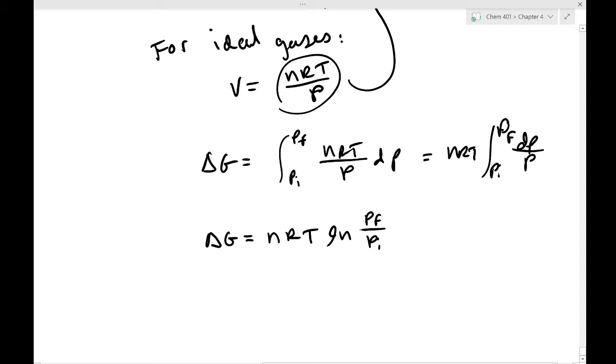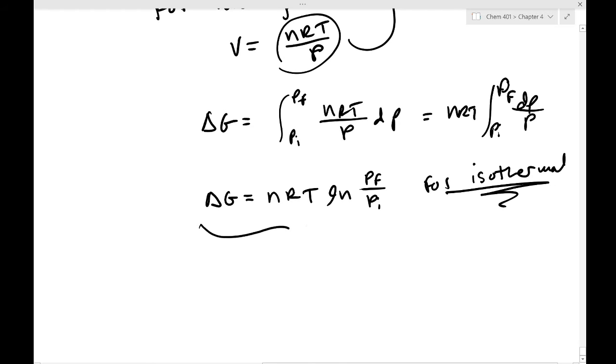Okay. Now this is assuming an isothermal change. So only for isothermal is this equation relevant. So this is how delta G changes with pressure, G versus P. Okay, so now we have an expression for that, for both gases and condensed phase.